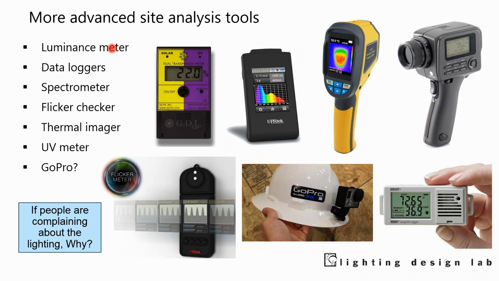So most regular light meters measure illuminance, that's the amount of light striking a surface. But if you want to know how much light is coming off of a surface or off of a light source, maybe someone is complaining about glare, or there's some other issue, you use this tool to shine at the surface or at the light source, and it'll tell you the candelas that are coming off of that. And then data loggers.